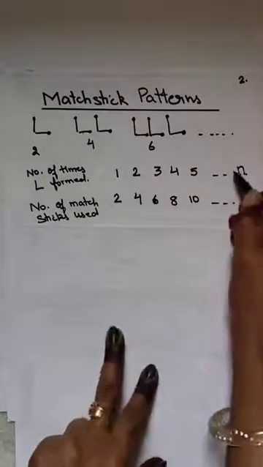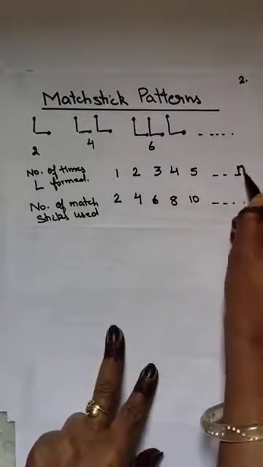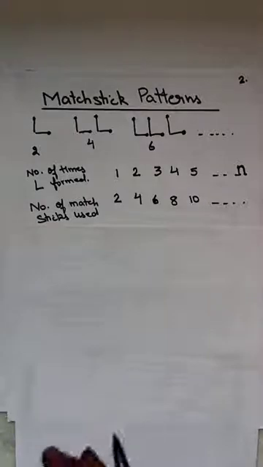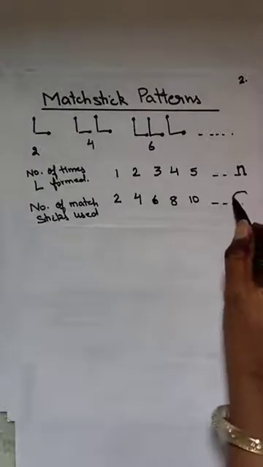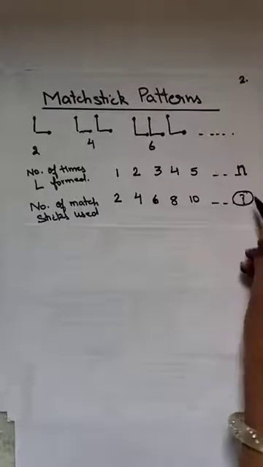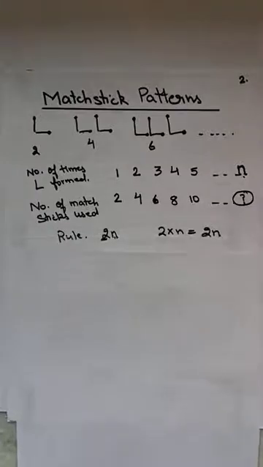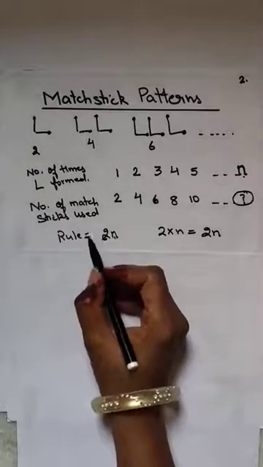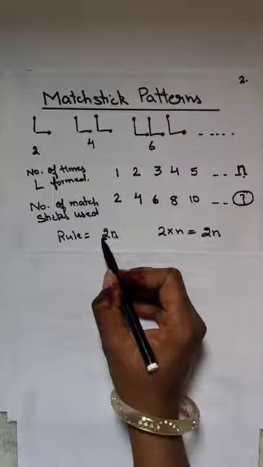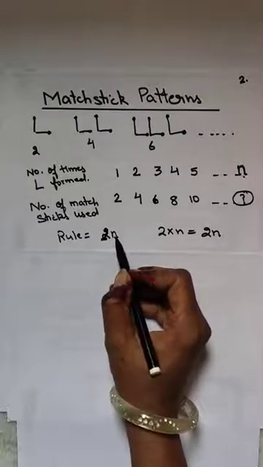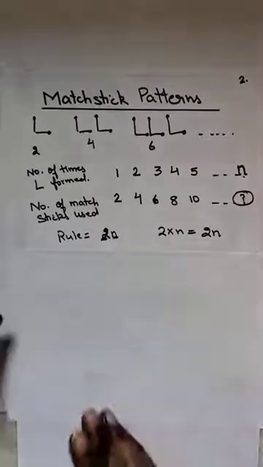And if we have to make n times L, meaning we don't know how many times we are making the L, n times, any number, it can be 10, 20, 30, 45, any. So how many matchsticks are used for making n number of times L? The rule is 2n. Because for 1 L, 2 matchsticks are used, and for n it is 2 multiplied by n, 2n.